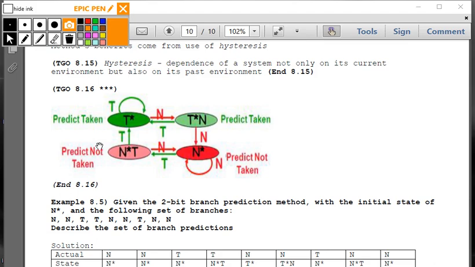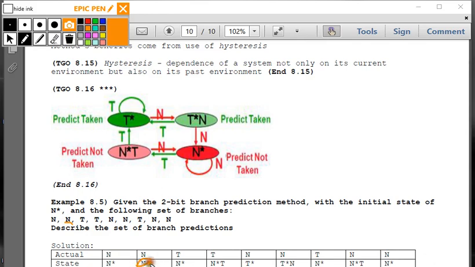So you're going to have an initial state. If the initial state is N*, are we going to predict taken, or are we going to predict not taken? We're going to predict not taken. Very good. So if we're at the N* state initially, we predict not taken, and this first one is actually N. So that means in the next state we stay at N*, because we're just going to stay back here. So the next one is N*.